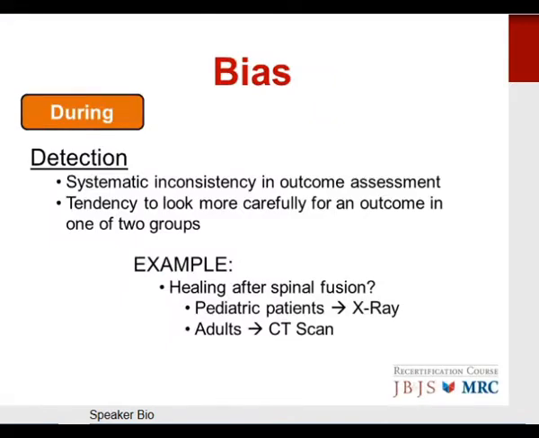The biases that can occur during the examination are a detection bias. This is where you have a systematic inconsistency in outcome assessment. And it's a tendency to look more carefully for an outcome in one of 2 groups. So for example, if we're doing a study on spinal fusion, we don't want a CT scan for pediatric patients, so we get a single radiograph. But in adults, we do get that CT scan. And we may be able to identify the healing after spinal fusion much more readily in a CT scan. And so this results in a detection bias.